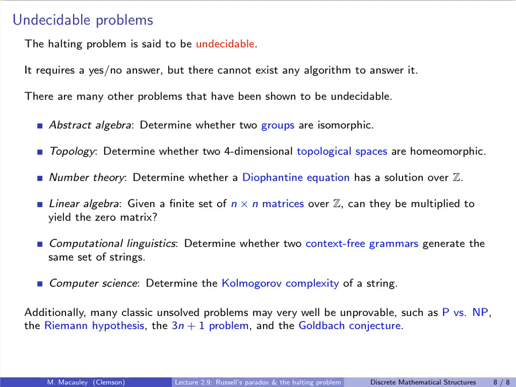One more thing that I want to leave you with is that many classic unsolved problems in mathematics may very well be unprovable, such as P versus NP, the Riemann hypothesis, the 3n plus 1 problem, and the Goldbach conjecture. So this first problem is out of computer science, and it asks whether or not really hard algorithms in the so-called NP class can be solved simply, in polynomial time. It's more complicated than that, but I'm just summarizing it.